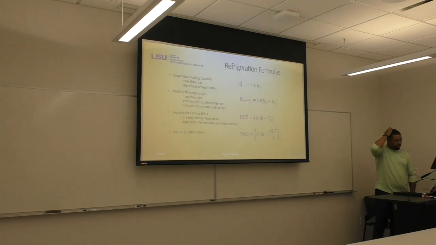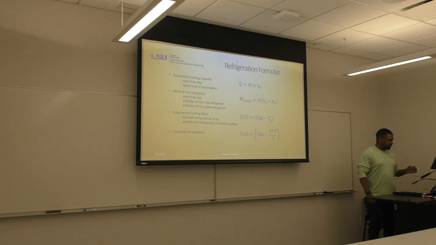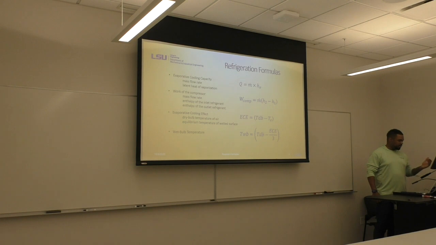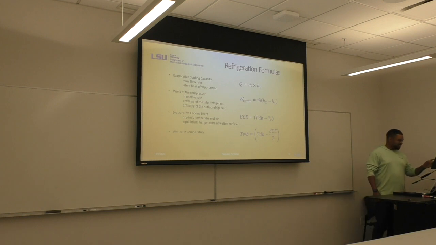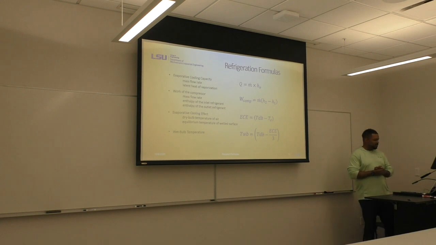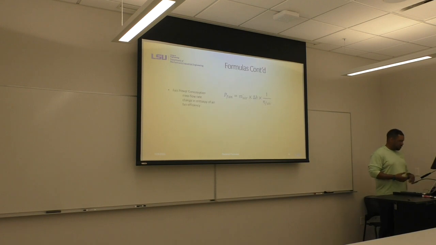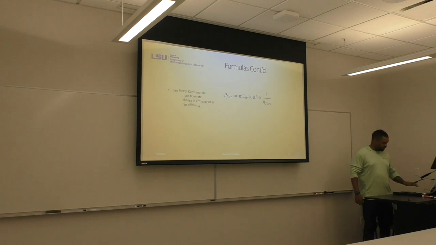Here's some quick equations, formulas for evaporative cooling. You have your evaporative cooling capacity, which takes your mass flow rate and your latent heat of vaporization into account. You have the work of a compressor, where you have your mass flow rate, your enthalpy of an inlet refrigerant. That actually probably should not be in there, sorry. You have your evaporative cooling effect, which is the dry bulb temperature of air, your equilibrium temperature of the wetted surface, and then your wet bulb temperature. And then one more is your fan consumption. Obviously, you'd like to know what your power is from your fan due to your mass flow rate of air, your change in enthalpy, and your inverse of your efficiency of your fan.